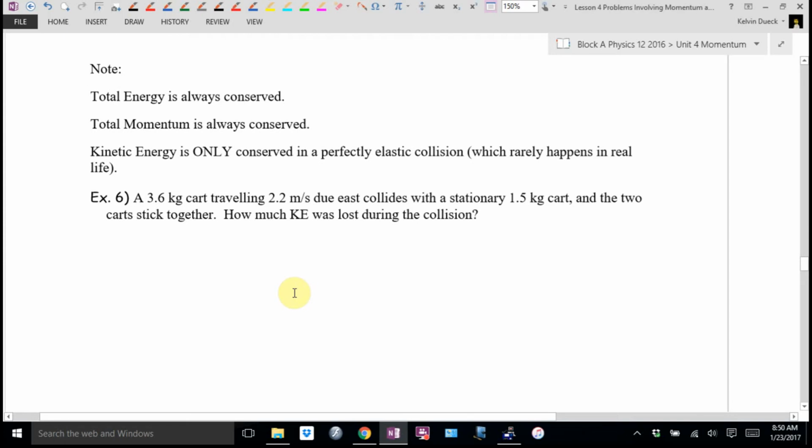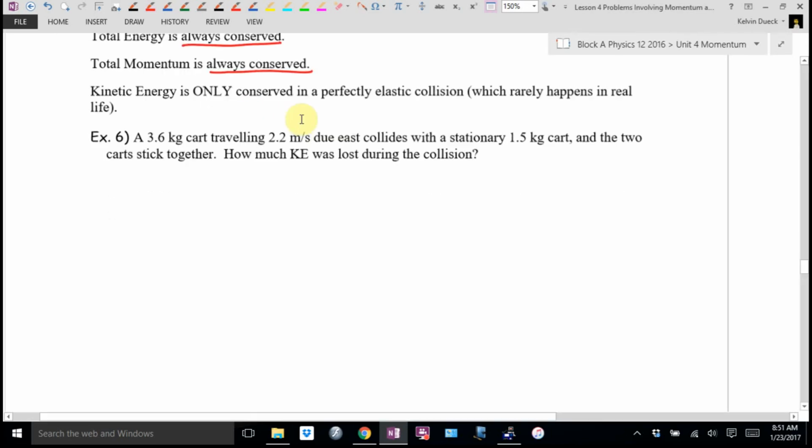One more. I think this is the last one. Little note, again, because students often get mixed up about the notion of what's conserved and what's not. Total energy is conserved, always, always, always. Total momentum is always conserved as well. Kinetic energy is only conserved in what we call a perfectly elastic collision, which rarely happens in real life. In other words, kinetic energy is usually not conserved. Usually you lose some kinetic energy. It's transformed into heat and sound and other dissipative energies.